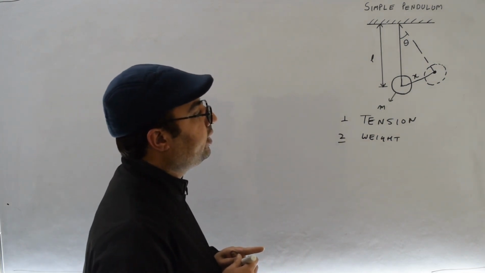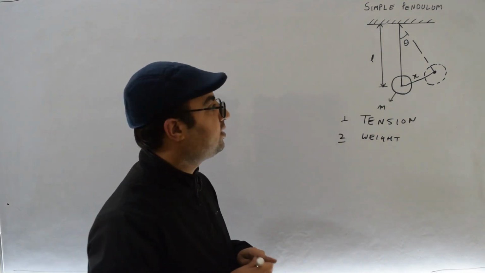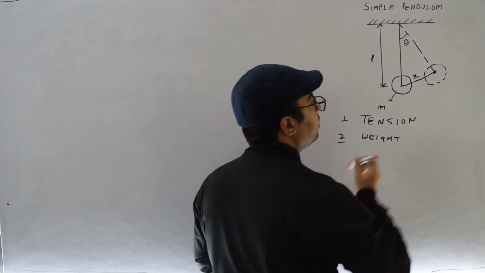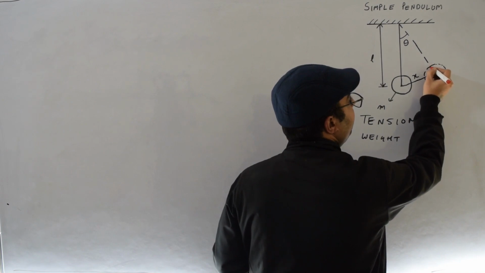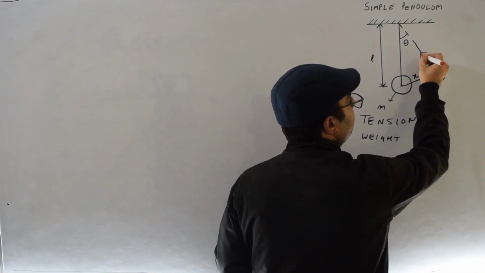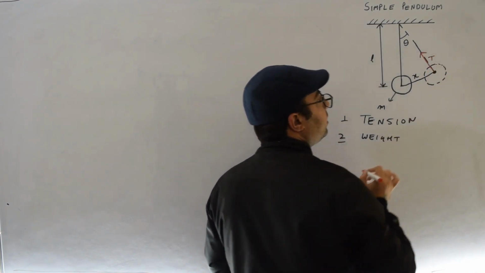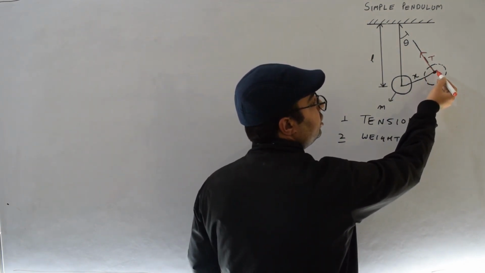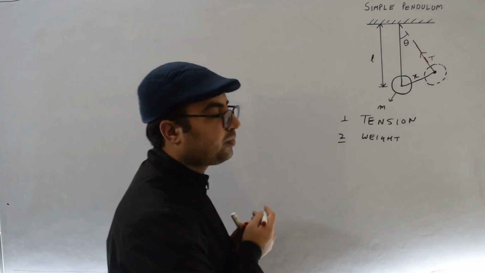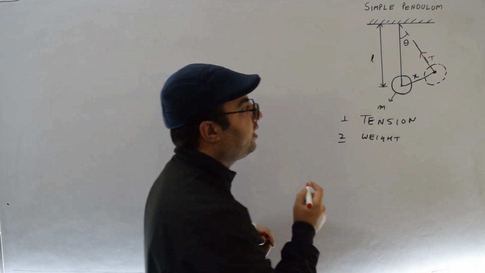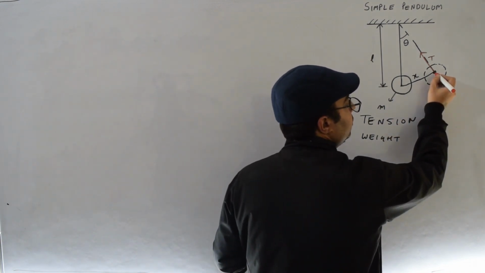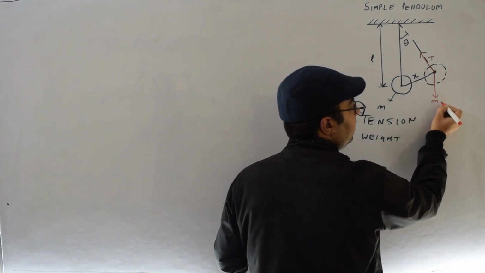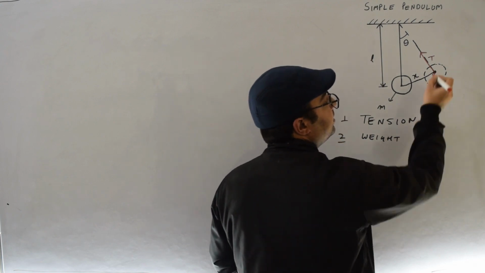So let us mark these forces in our diagram. So tension will be acting in this direction. This is T tension, because wherever the string is connected, tension will be in the opposite direction. And weight is always acting in the downward direction. So this is our weight, mg. So let me extend this line.